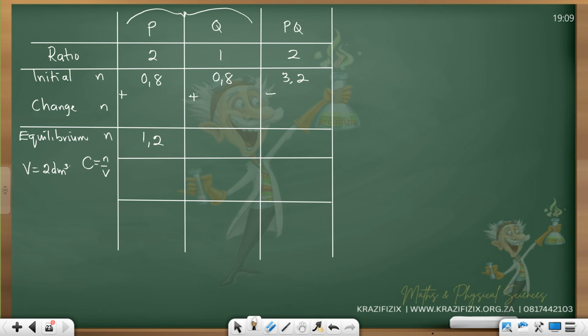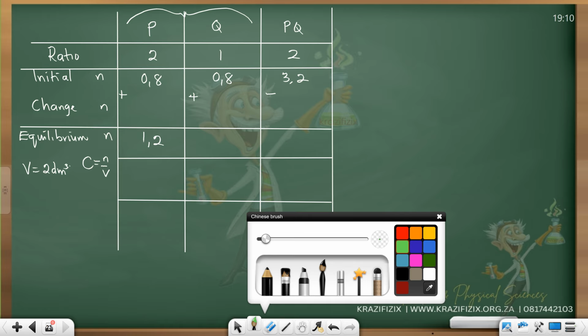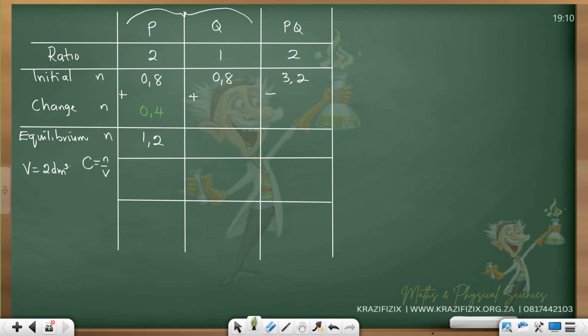Now we begin with the maths. 0,8 plus something is 1,2. What's your answer there? I know that you're going to say 0,4. The question is, do I know how to fill those? Look, a quick one that you must quickly see. What is the ratio here? What's the ratio here? Copy and paste it.